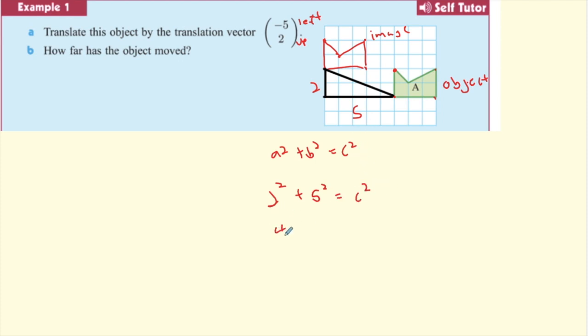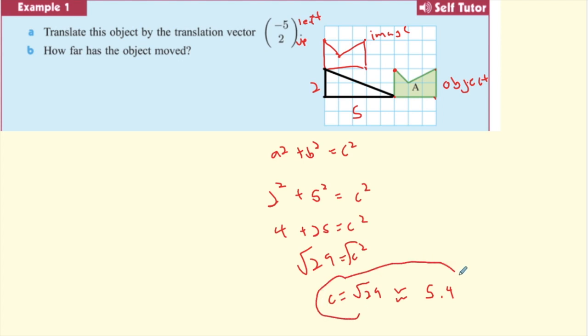So 4 plus 25 equals c squared. So 29 equals c squared. So square root both sides. C equals square root of 29. And we can approximate that to probably about 5.4-ish. So our distance moved is 5.4, or exactly square root of 29 units.